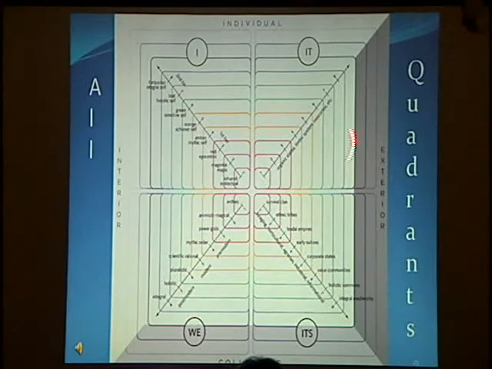This part of the integral map is Wilber's greatest contribution, in my opinion. He figured out a way to organize all of these natural hierarchies and show how they relate from an individual versus collective standpoint, from an interior and exterior, and how that maps together. We get a four pattern here. The Big Bang, or however you want to attribute the beginning and before the beginning, is in the center.